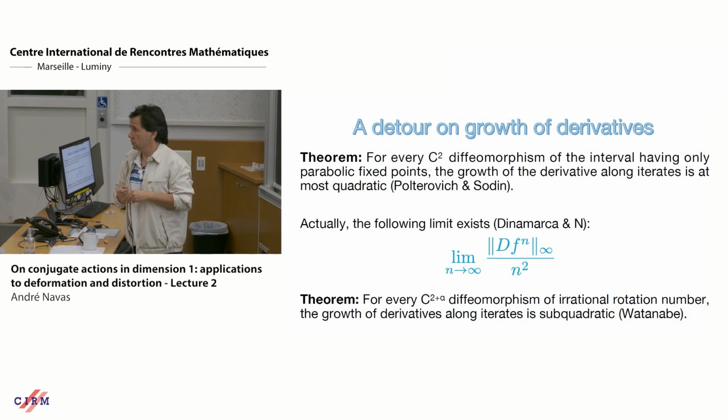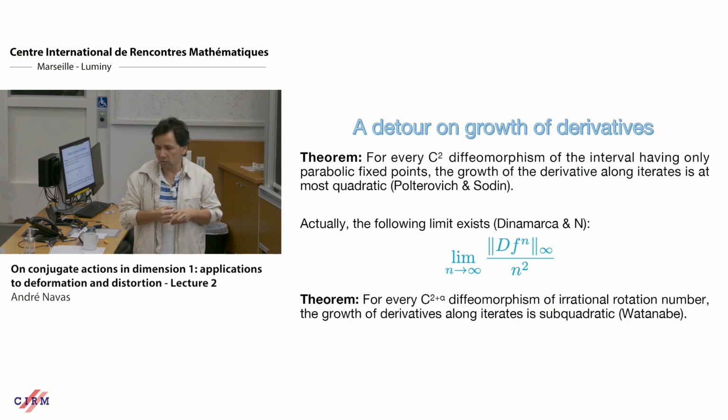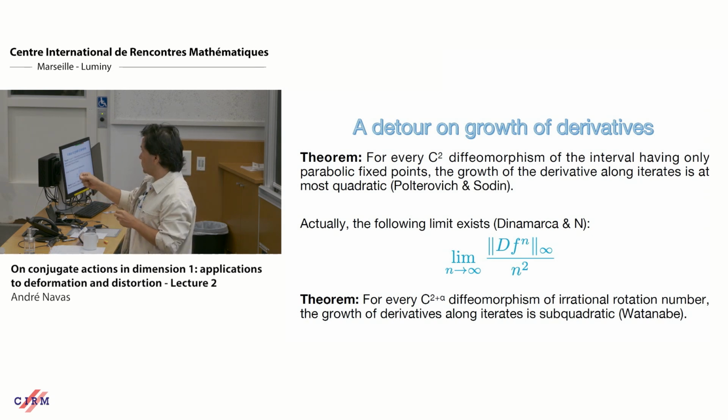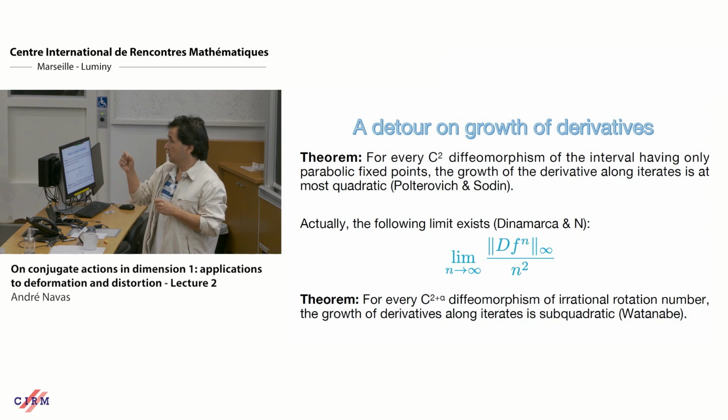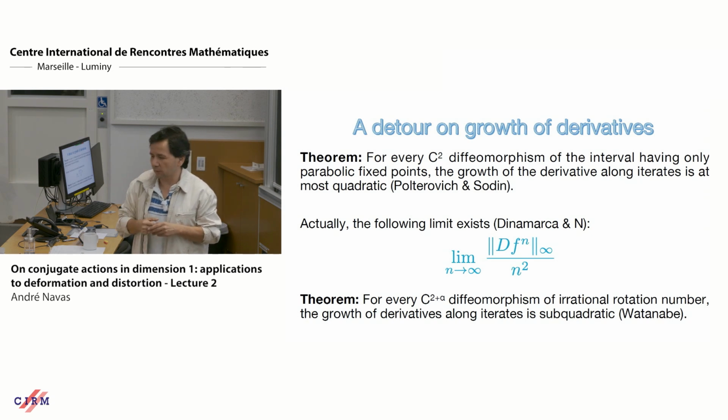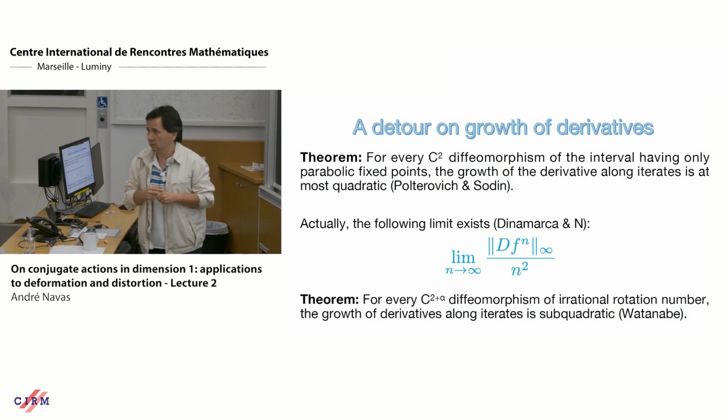So if you take a C2 diffeomorphism of the interval for which the fixed points are parabolic, the growth of the derivative is not only sub-exponential. Actually, it is at most quadratic. And this is something very surprising. I mean, it is something typical of dimension 1, so it doesn't hold in higher dimension.